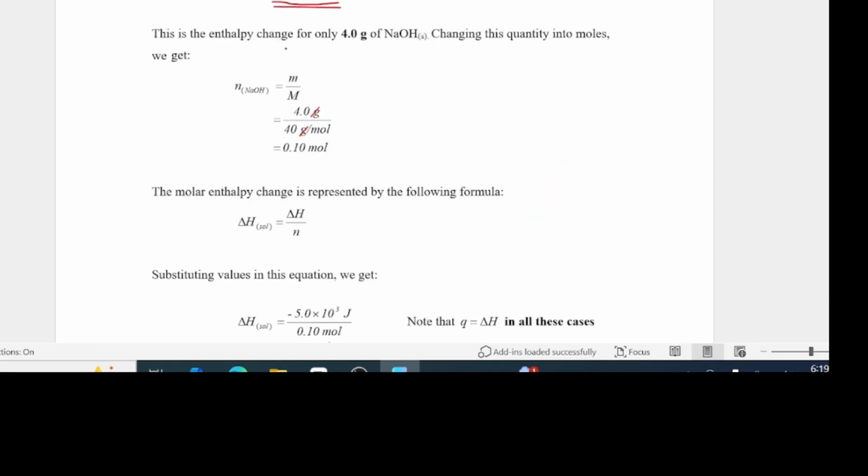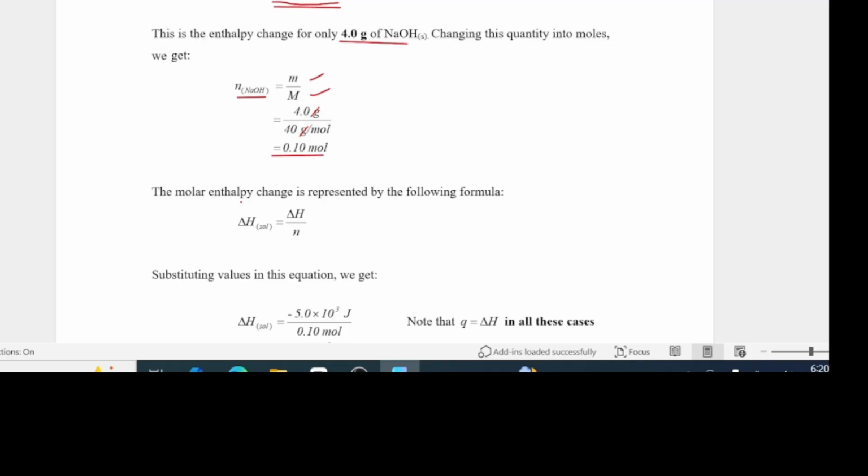This enthalpy change is for only when 4 grams of sodium hydroxide is dissolved in water. Now we have to find how much energy is produced when 1 mole of sodium hydroxide is dissolved in water. But first of all, we have to calculate the number of moles of sodium hydroxide that was used in this process. And to find that, we'll take its mass and divide it by its molar mass, and it works out to be that number of moles.